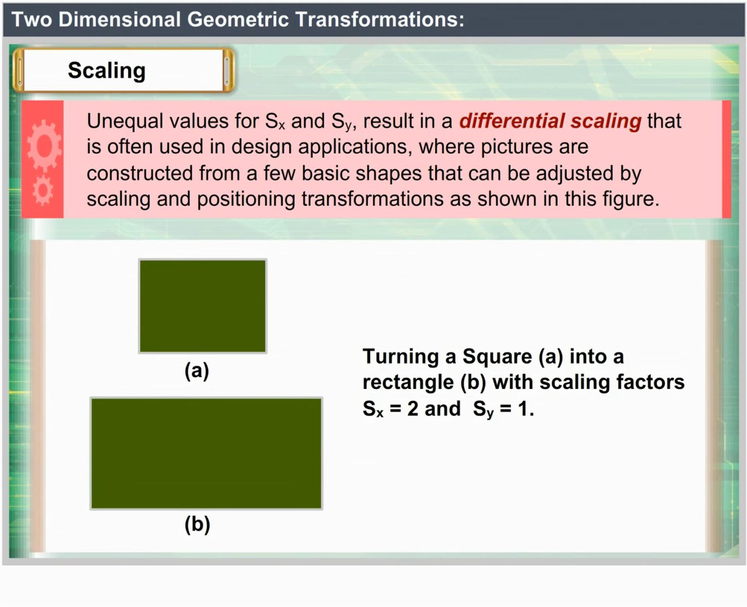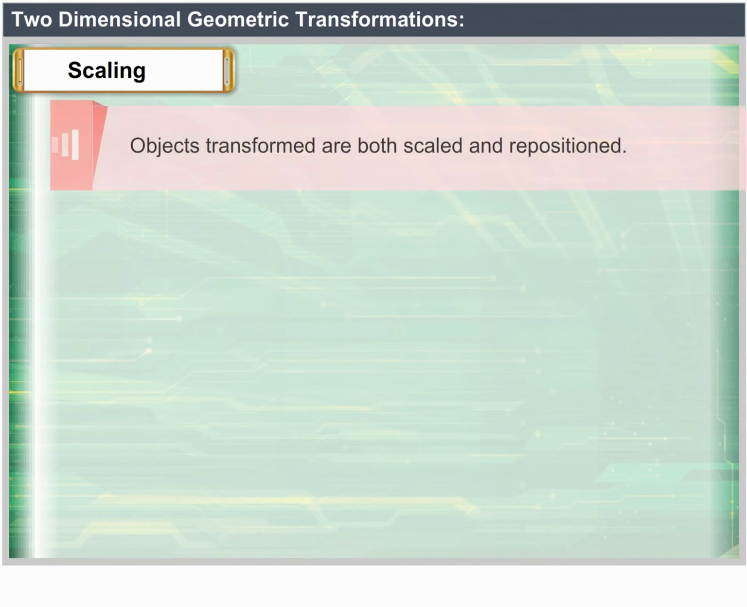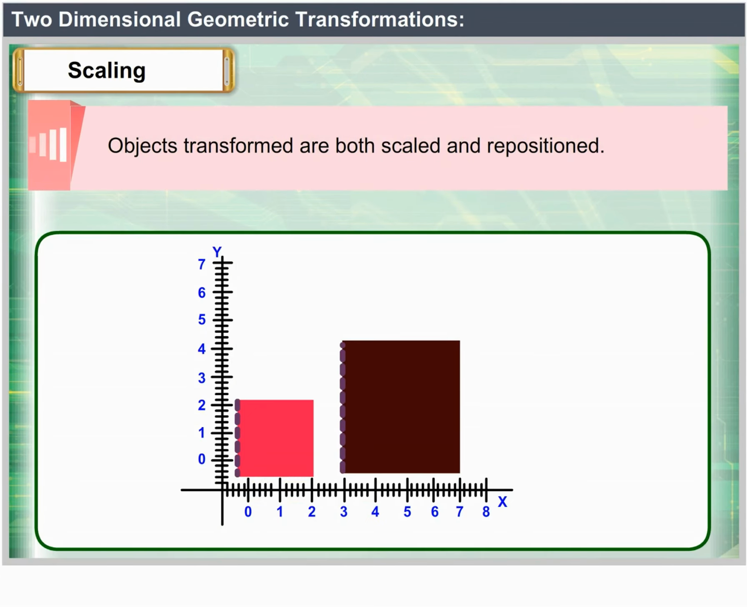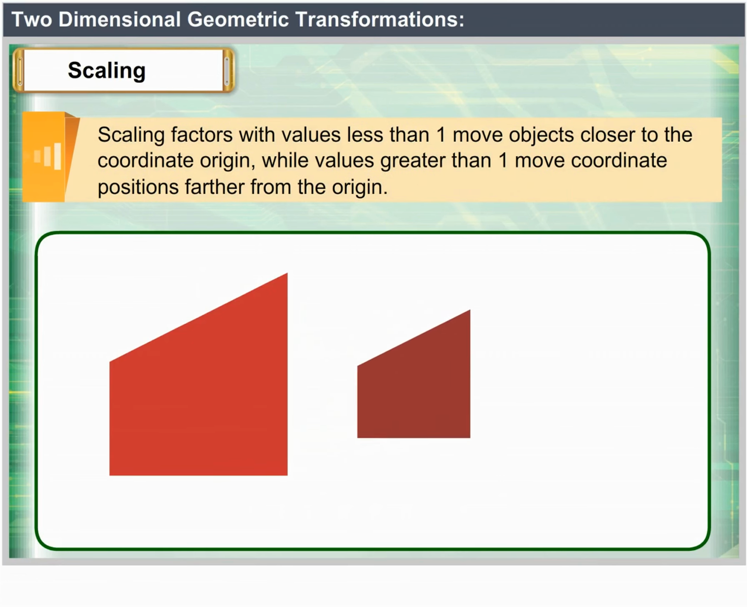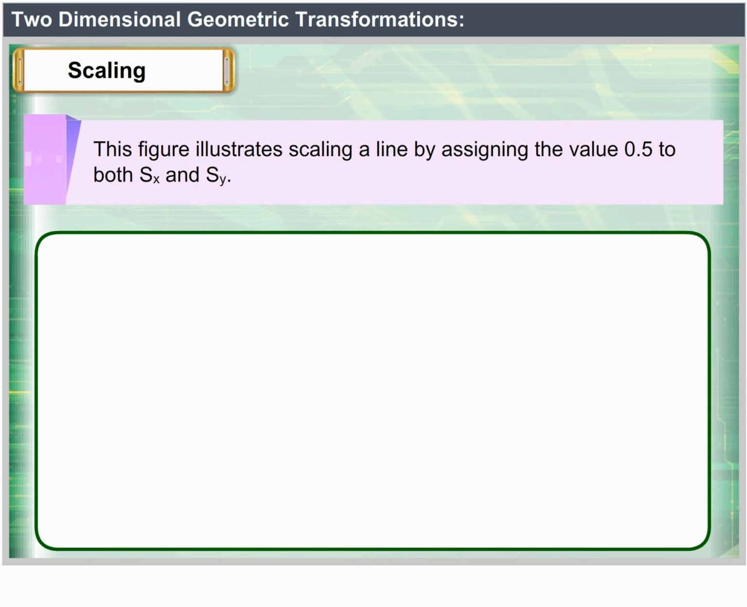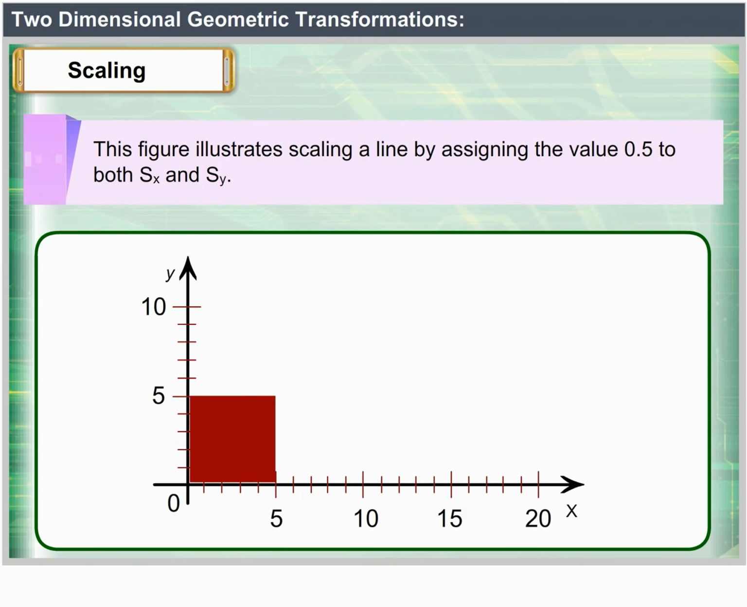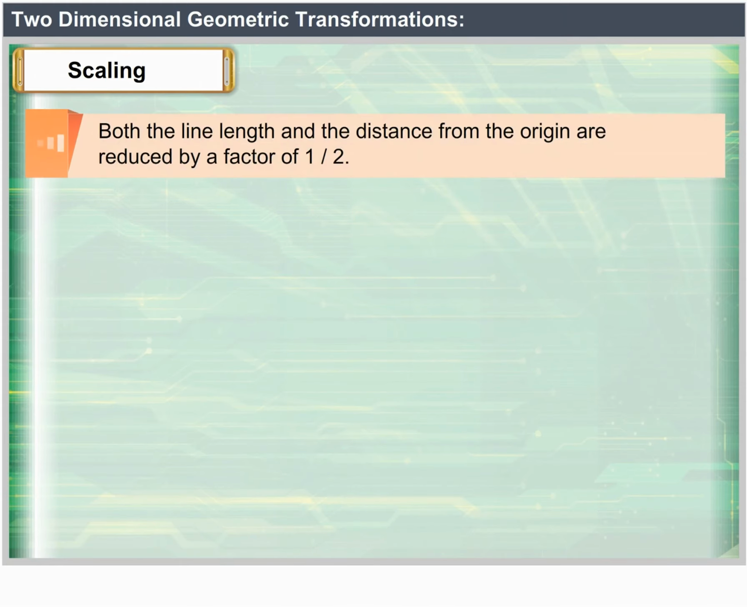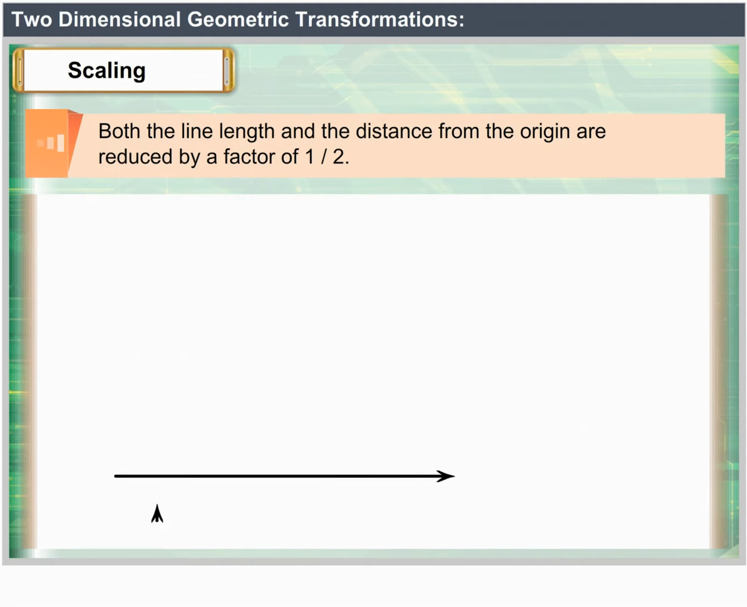Objects transformed are both scaled and repositioned. Scaling factors with values less than 1 move objects closer to the coordinate origin, while values greater than 1 move coordinate positions farther from the origin. This figure illustrates scaling a line by assigning the value 0.5 to both sx and sy. Both the line length and the distance from the origin are reduced by a factor of 1/2. This figure shows a line scaled using sx equals sy equals 0.5, reduced in size and moved closer to the coordinate origin.